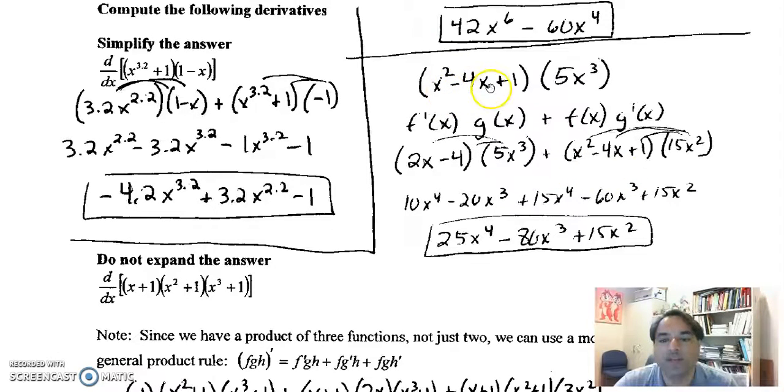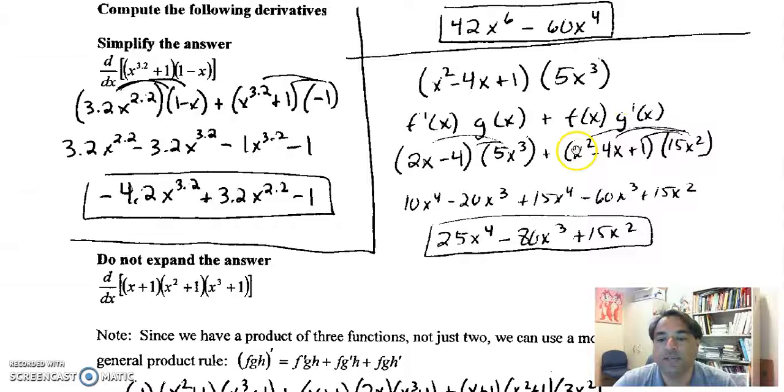First function is x squared minus 4x plus 1 times 5x to the third. Derivative of the first function is 2x minus 4. Derivative of 1 is 0. Times the original second plus the original first function times the derivative of the second. The derivative of 5x to the third is 15x squared. Then we distribute 2x minus 4 times 5x to the third. 5x to the third times 2x is 10x to the 4. 5x to the third times minus 4 is minus 20x to the third.